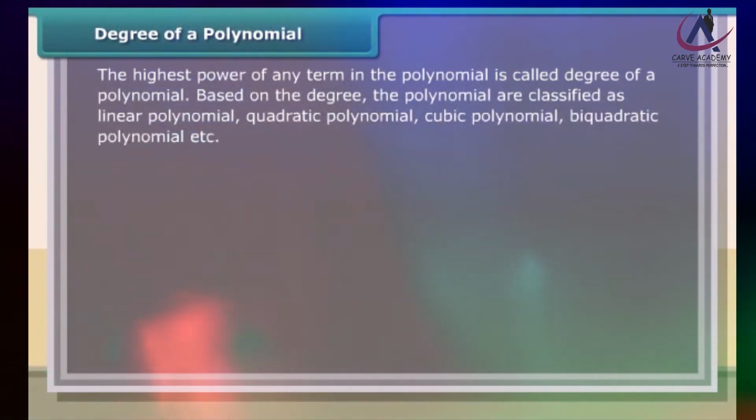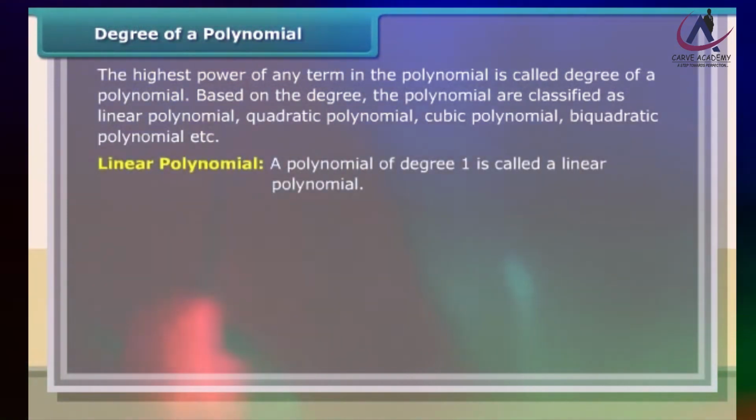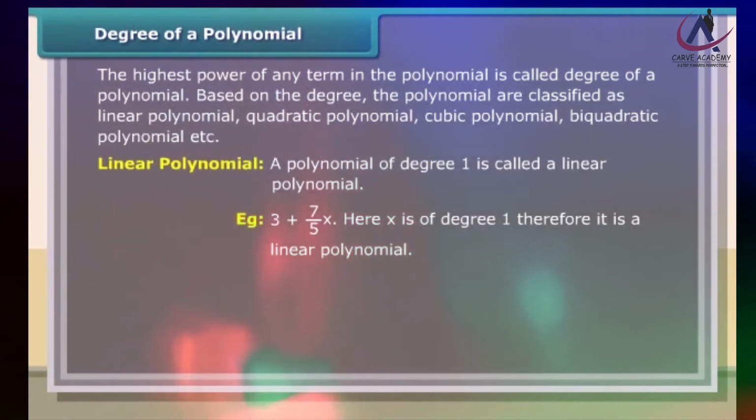Degree of a polynomial. The highest power of any term in the polynomial is called the degree of the polynomial. Based on the degree, the polynomials are classified as linear polynomial, quadratic polynomial, cubic polynomial, biquadratic polynomial, etc. Linear polynomial. A polynomial of degree 1 is called a linear polynomial. Example: 3 plus 7 upon 5 x. Here x is of degree 1, therefore it is a linear polynomial.